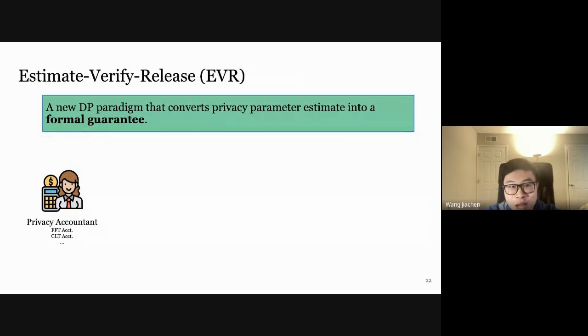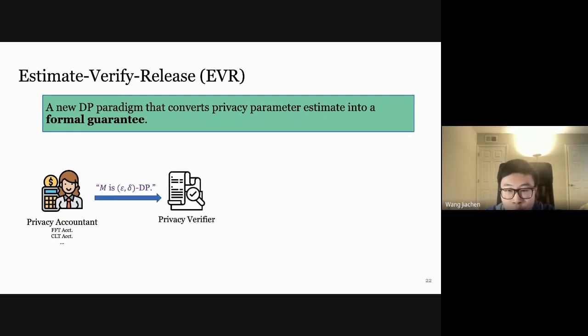Okay. So now we go back to the question that we proposed earlier. We introduce a new DP paradigm called estimate verify release, which augments a mechanism with a formal privacy guarantee when given a privacy parameter estimate. Suppose that we have a privacy accountant. It can be FFT or CLT or whichever you like. And suppose that it gives an estimate epsilon delta for the mechanism M that we are interested in. This estimate has no provable guarantee.